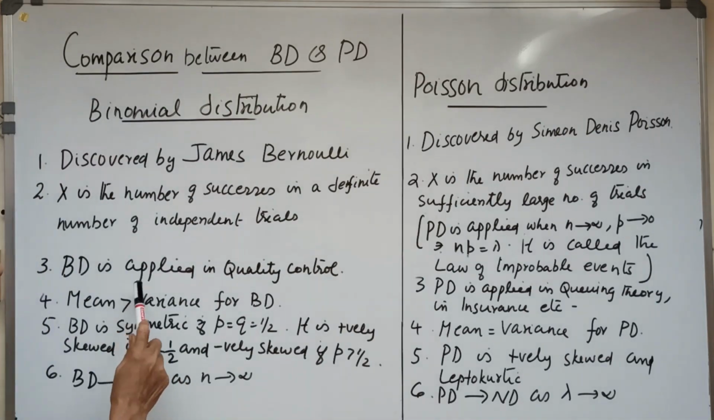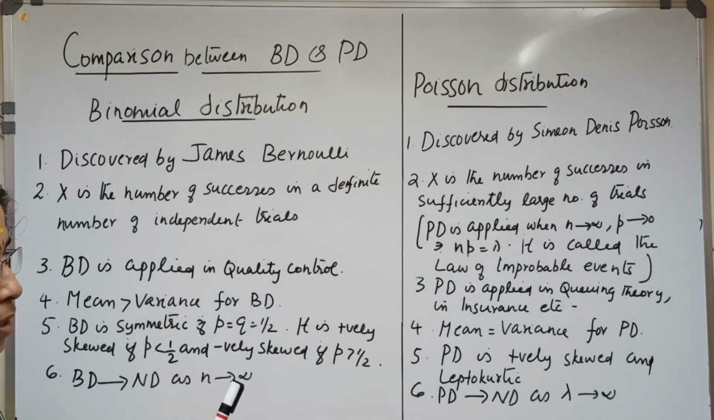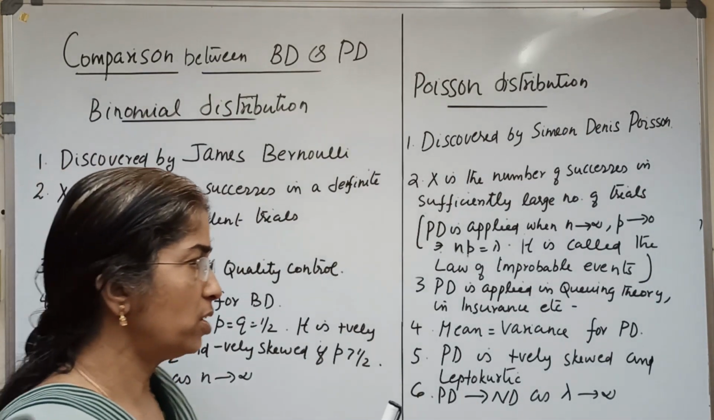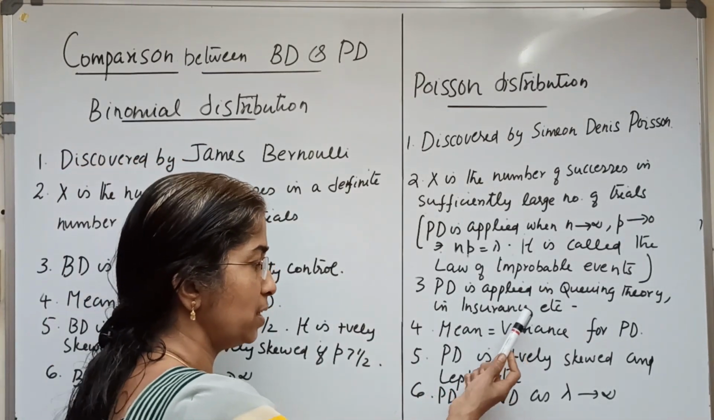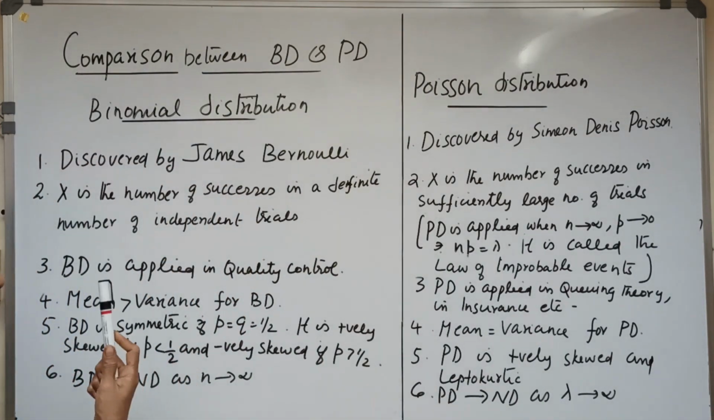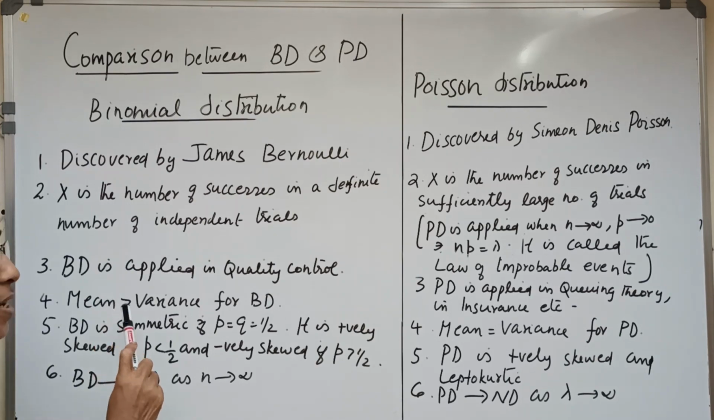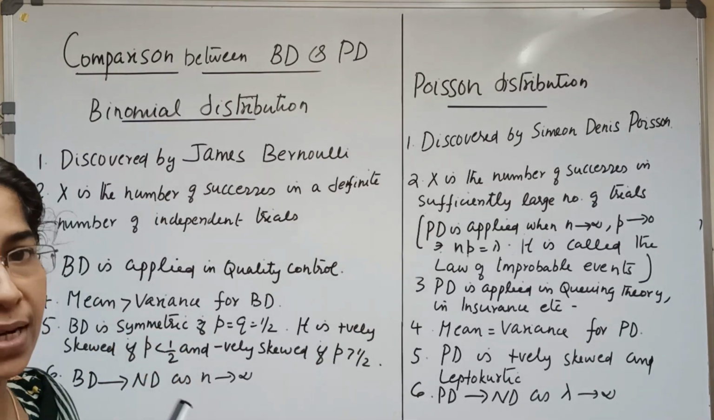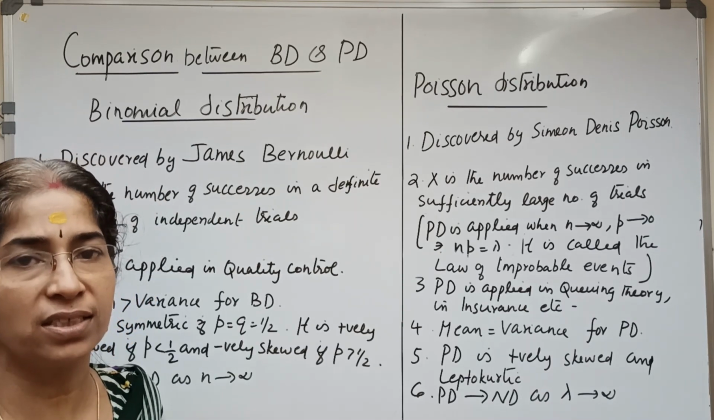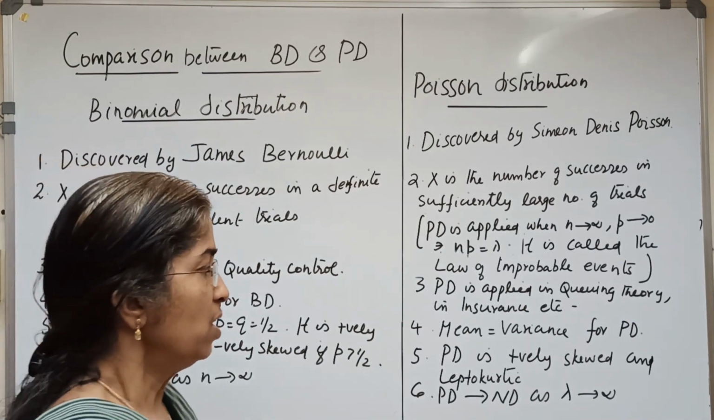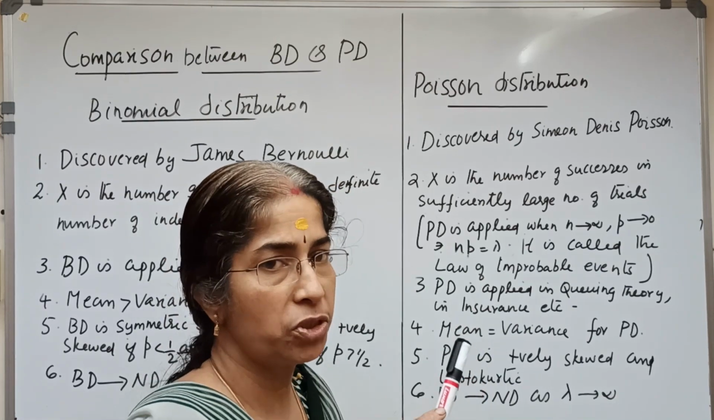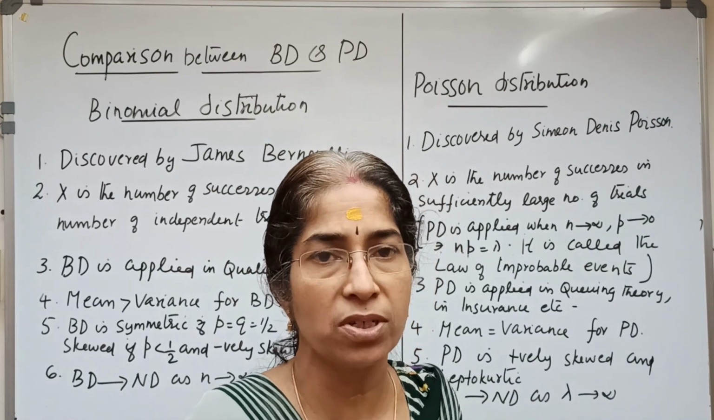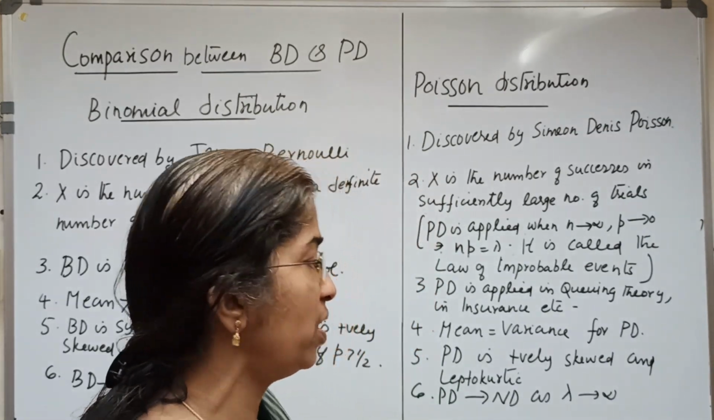Now, binomial distribution is applied in quality control, whereas Poisson distribution is applied in queuing theory, in insurance, etc. For binomial distribution, mean is greater than variance. Whereas for Poisson distribution, we know mean equal to variance.